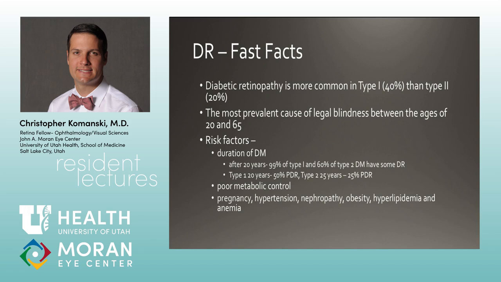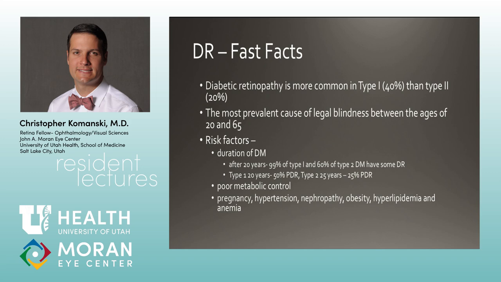The risk factors are the duration of having diabetes. So after 20 years, 99% of type 1 patients and 60% of type 2 patients have some degree of diabetic retinopathy. For type 1, at 20 years, 50% will have PDR. And at 25 years, 25% will have PDR, which is really remarkable.